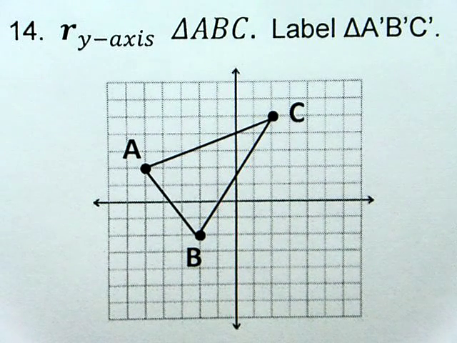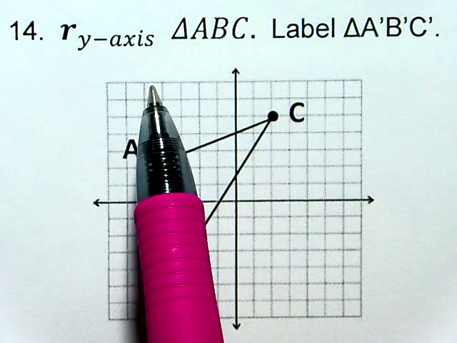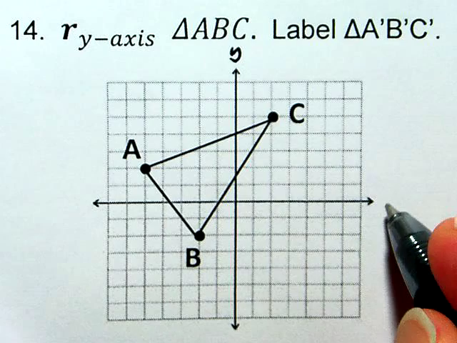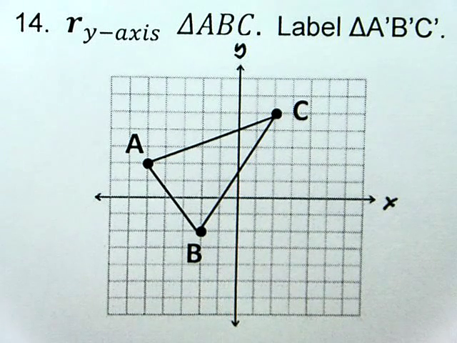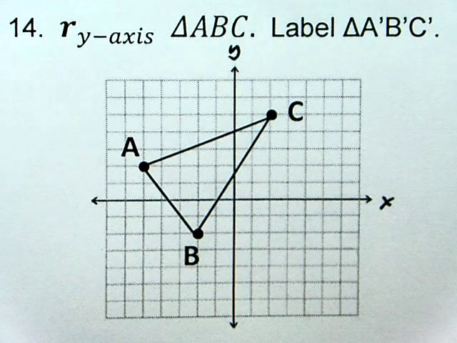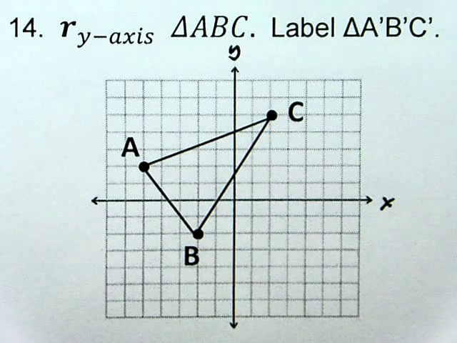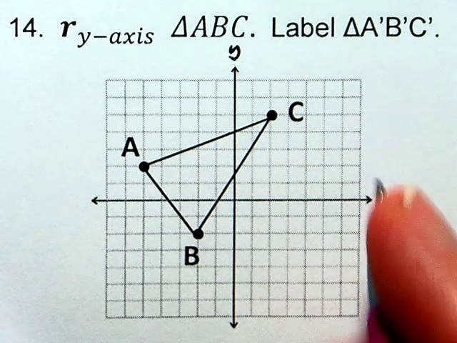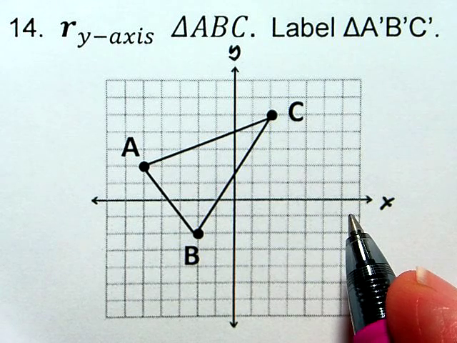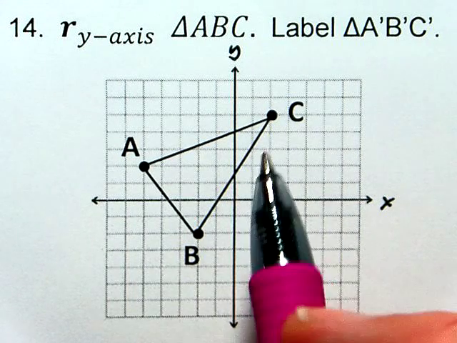We are being asked to find the reflection of triangle ABC across the y-axis. So let's again label the y-axis and x-axis. We have to reflect this triangle across the y-axis, which means we're going to reflect each of the points across the y-axis. I'm going to do this in a different color because we can have a lot of line segments. So let's do it one point at a time.